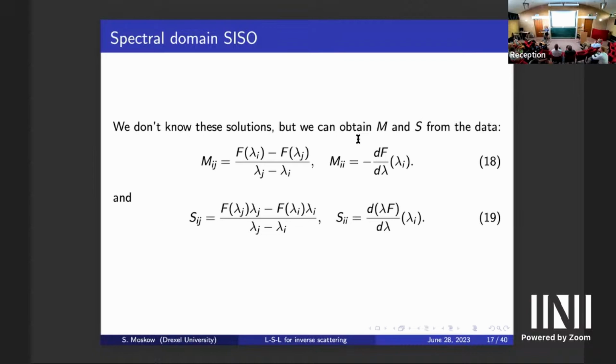So again, you don't know the basis, you don't know the exact solutions, but the mass and stiffness matrix you can get directly from the data. If you just write down the variational formulation, it's really easy to derive that. This is all well known. The diagonal terms are given by the spectral derivative, the derivative in the spectral domain. I'm assuming I have that data here, and the same with the diagonal stiffness matrix.